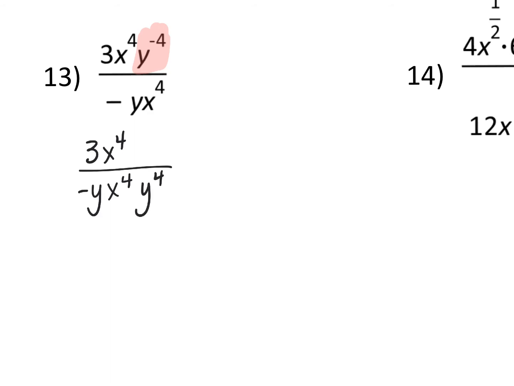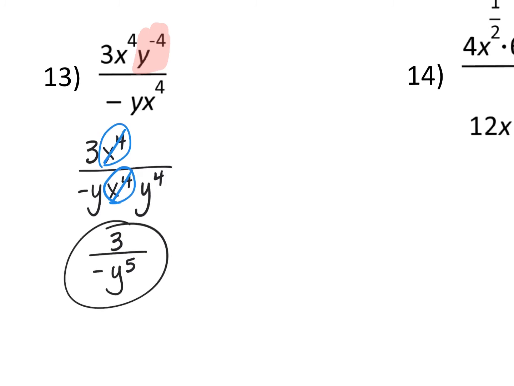So I've got rid of all my negative exponents. Now I get rid of any duplicate bases. So I've got an x to the 4 and an x to the 4. Those are exactly the same and cancel away. And then I've got a y and a y to the 4. So I've got 3 over negative y to the 5.